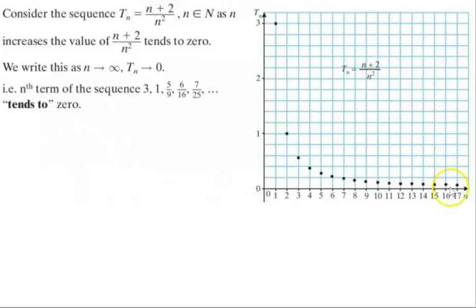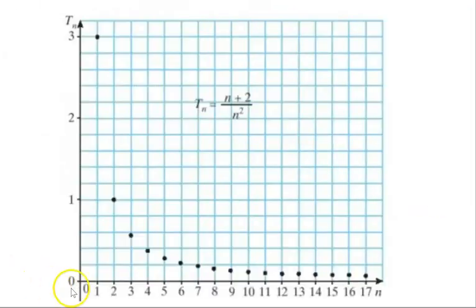So we're going to look at this in a bit more detail. So again, this is our graph. Our x-axis is now our n-axis, and our y-axis is our Tn axis. So subbing in 1, we get an output of 3 into this formula. So Tn equals (n plus 2) over n squared. Subbing in 2, we get an output of 1. Subbing in 3, we get an output of over 0.5. So it's quite close to 0.6. We're going to look at these values in a lot more detail in a second.